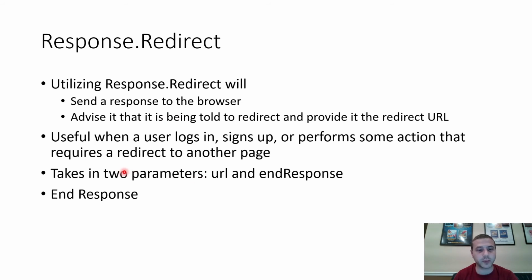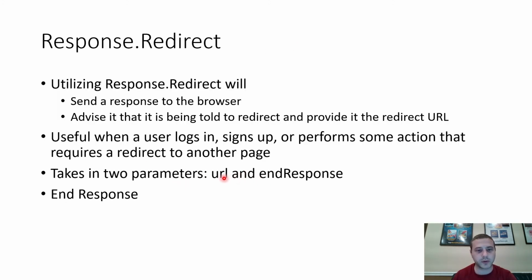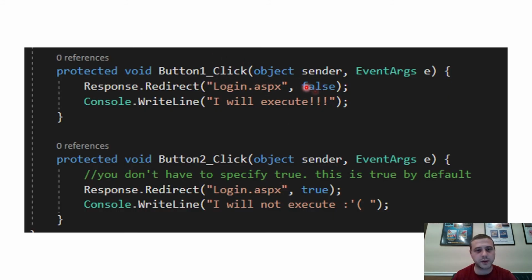Response.redirect also takes two parameters, URL and the end response. I think I forgot to put stuff here, but let's go to the next slide. So here are some examples of response redirects. So here is the first example. I have one button that when you click it, it does this, button 1. Response.redirect, and it'll transfer you to the login page, and the end response is false. So remember how I said it has two parameters, a URL and the end response. This is a URL, this is a response.